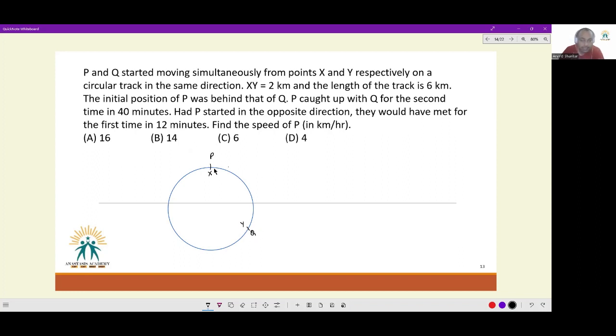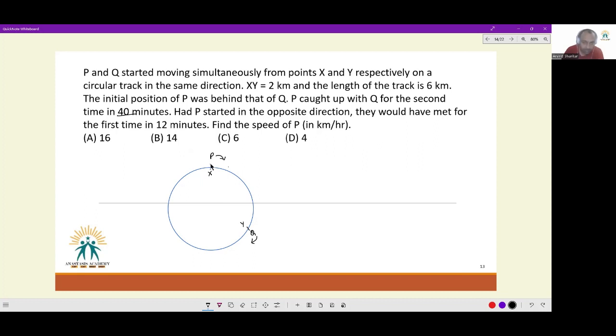They're moving on the same track in the same direction. This is how they are moving. The initial position of P was behind that of Q. Q is chasing P. P caught up with Q for the second time in 40 minutes.